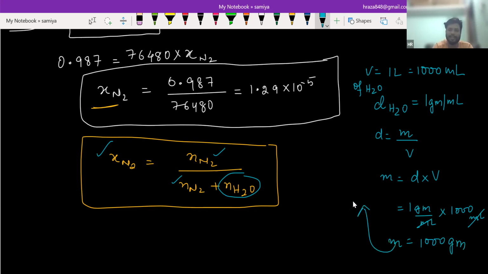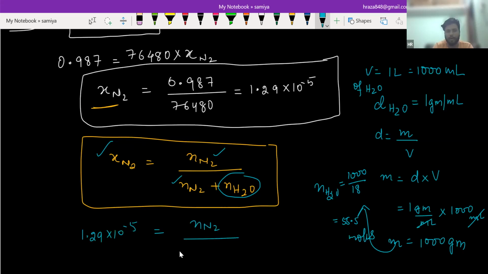And now we can easily calculate the number of moles of H2O, that is given mass 1000 upon molar mass of water, that is 18, will be equal to 55.5 moles. Now see, this has a value 1.29 into 10 raised to the power minus 5. This number of moles of N2 upon number of moles of N2 plus this has a value 55.5 moles.